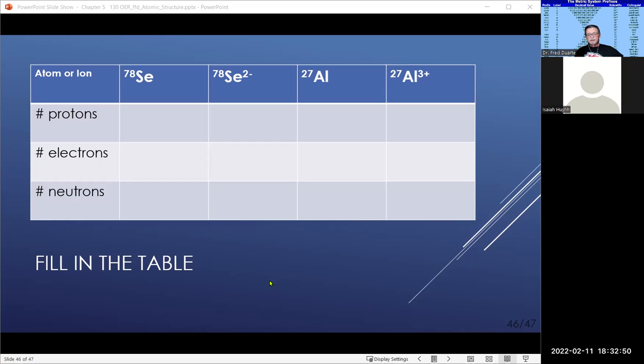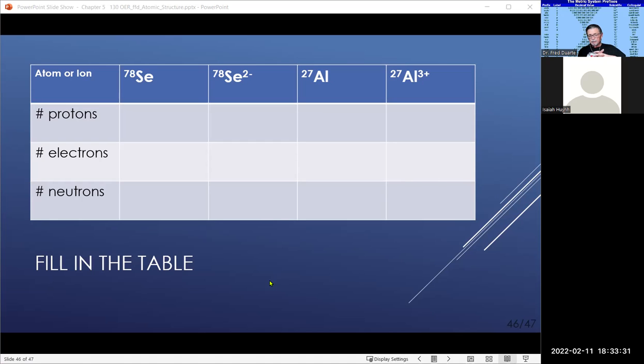Now we have another table, and I think this is the last chapter. What they've done here is give you two elements, selenium and aluminum. Selenium is a non-metal, excuse me. They give you two different elements. One happens to be an anion, which is Se 2-, and the other one is a cation, which is aluminum with a 3+ charge. Now they're asking you to determine the number of protons, then the number of electrons, and then the number of neutrons.